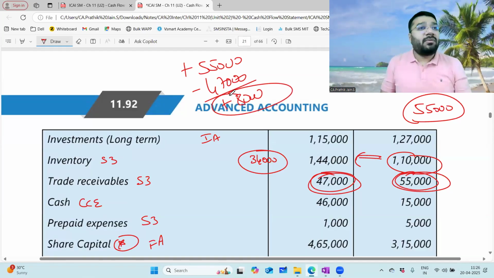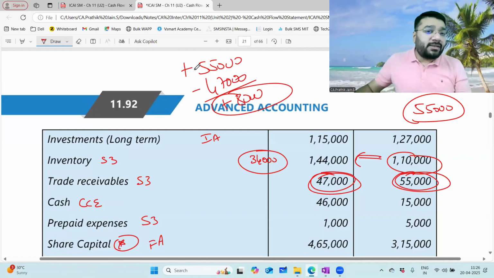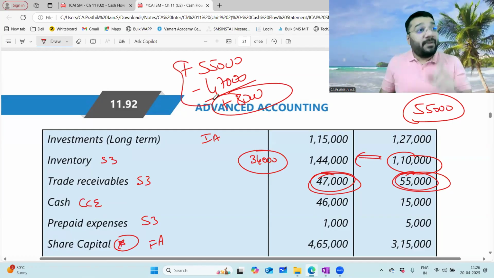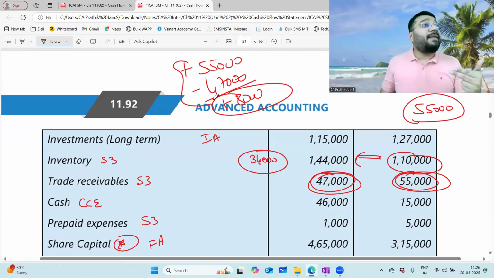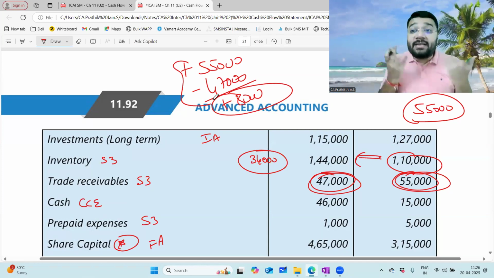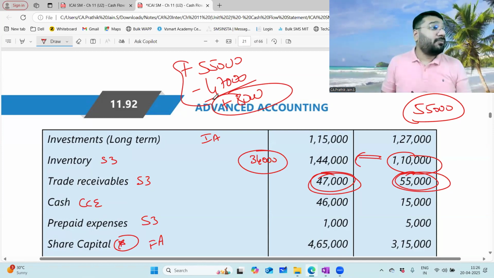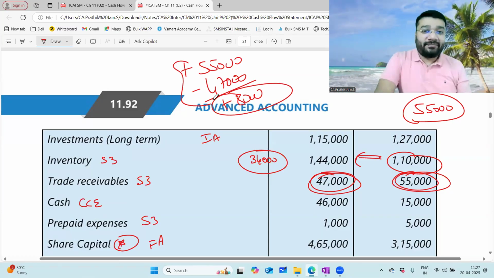There is no need to do all this drama in the exam. I'm making you understand this concept one more time because tomorrow when you go to your articleship practical training, if they ask you what is the meaning of this, you should not say that Pratik sir did not teach. Correct? Yes or no? Yes, sir.